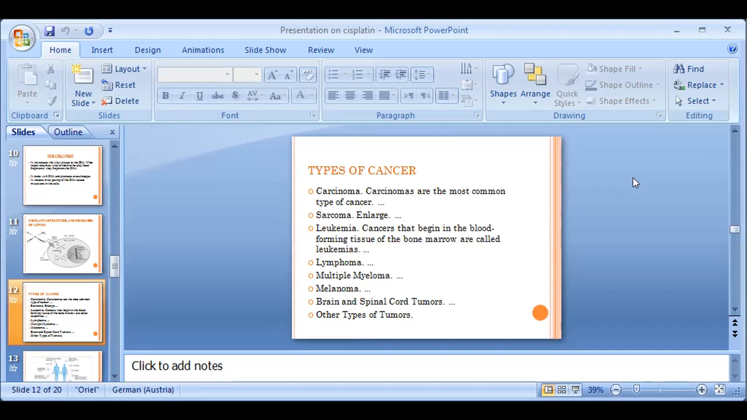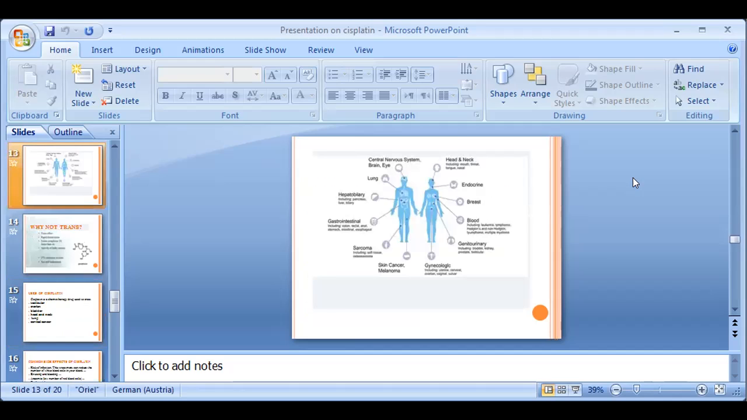Melanoma, the most serious type of skin cancer. It develops in the cells called melanocytes that produce melanin, the pigment that gives your skin its color. Brain and spinal cord tumors: benign tumors, malignant tumors, other types of tumors. Head and neck, endocrine, breast, blood, gynecologic, skin cancer, sarcoma, gastrointestinal, lung cancer.